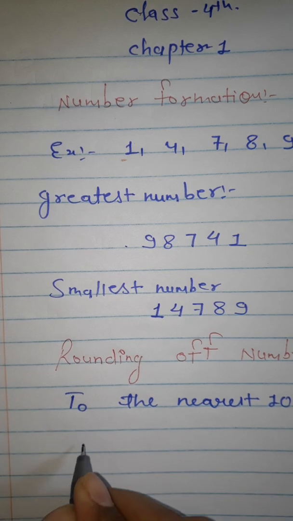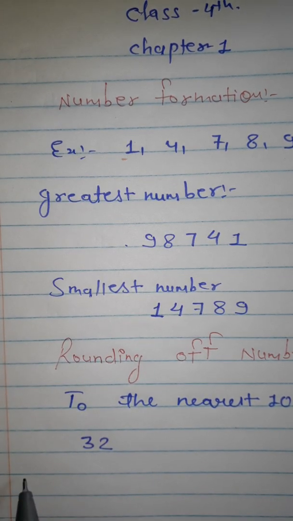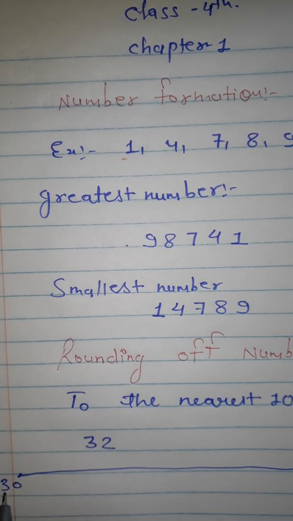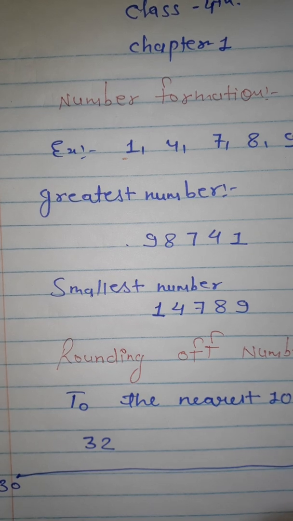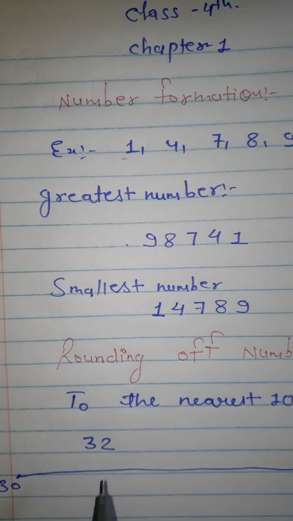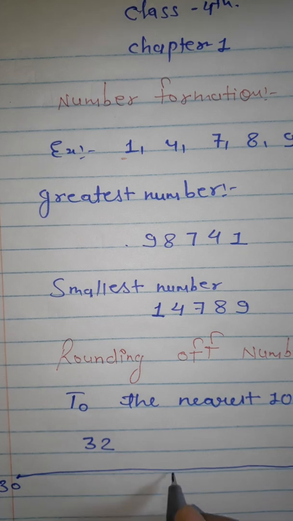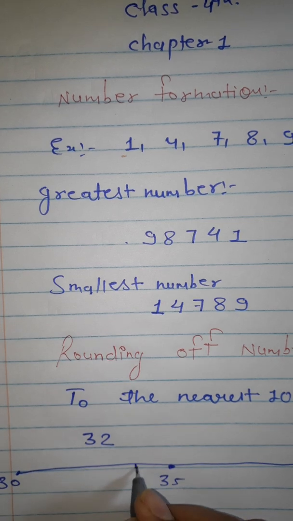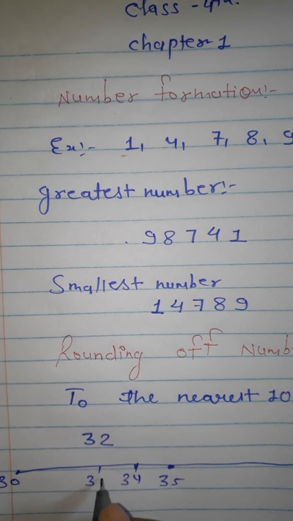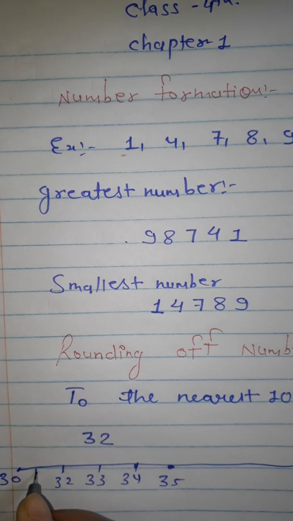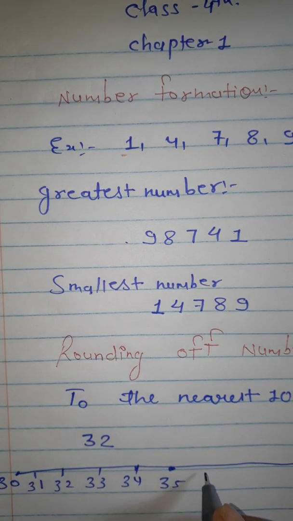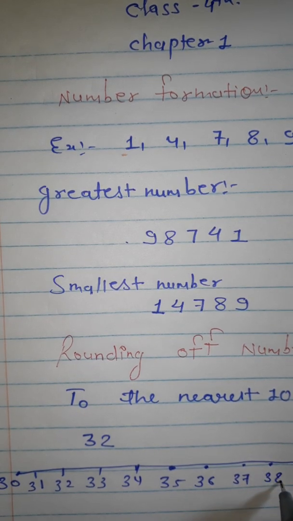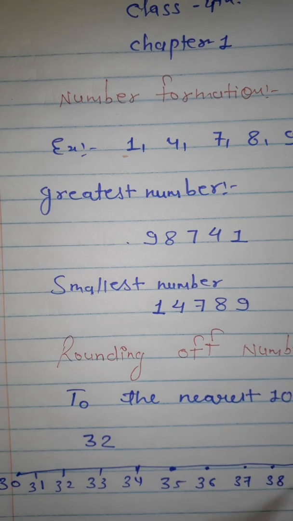Suppose we have one number, which is 32. On a number line we have to find two tens. Here 30 is one ten, and here 40 is the second ten. Okay, 32 lies between 30 and 40. The middle number between 30 and 40 is 35. Here 34, here 33, here 32, and here 31. Similarly, 36 here, 37 is here, 38 is here, 39 is here, and again 40.